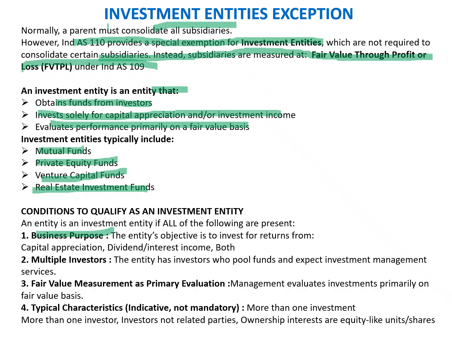So, business purpose: the entity's objective is to invest for returns in the form of capital appreciation, dividend income, or both. Multiple investors are there, and the entity has investors who pool funds and expect investment management services. Fair value measurement is the primary valuation, and the typical characteristics are indicative, not mandatory: more than one investment, more than one investor.